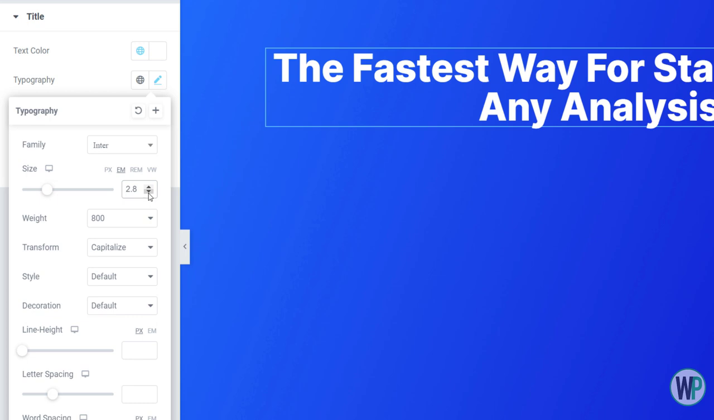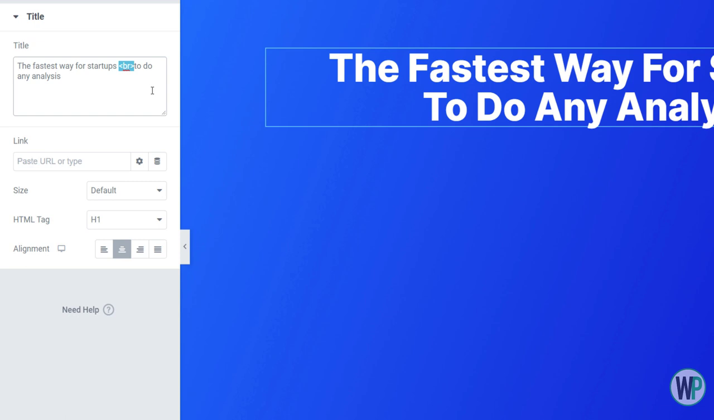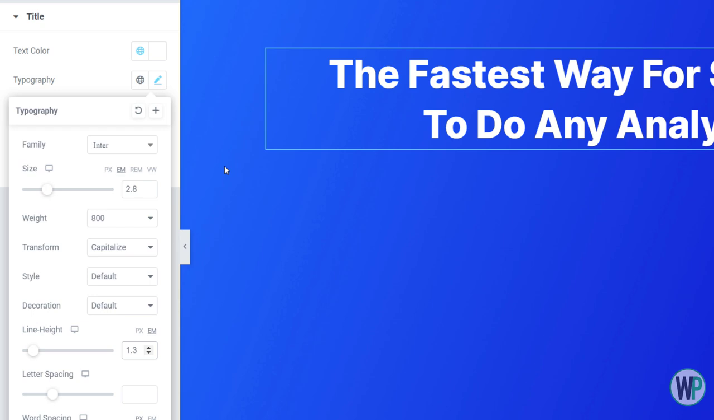Okay, you see there is a break after the start of text word, so you can add custom breaks by using an HTML element tag, basically break. So there you go. Now you can also adjust the line height accordingly. I think that's enough.